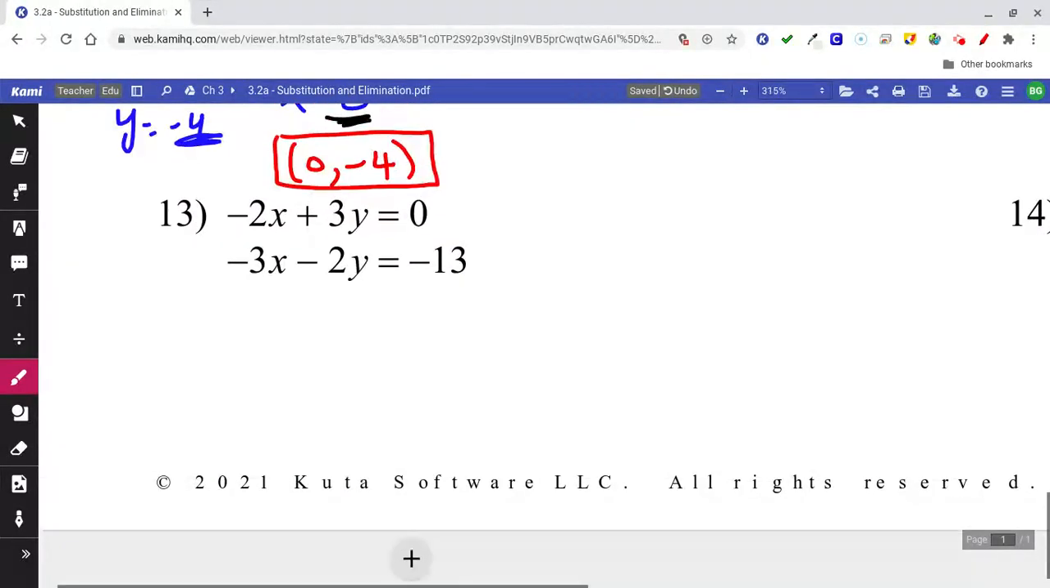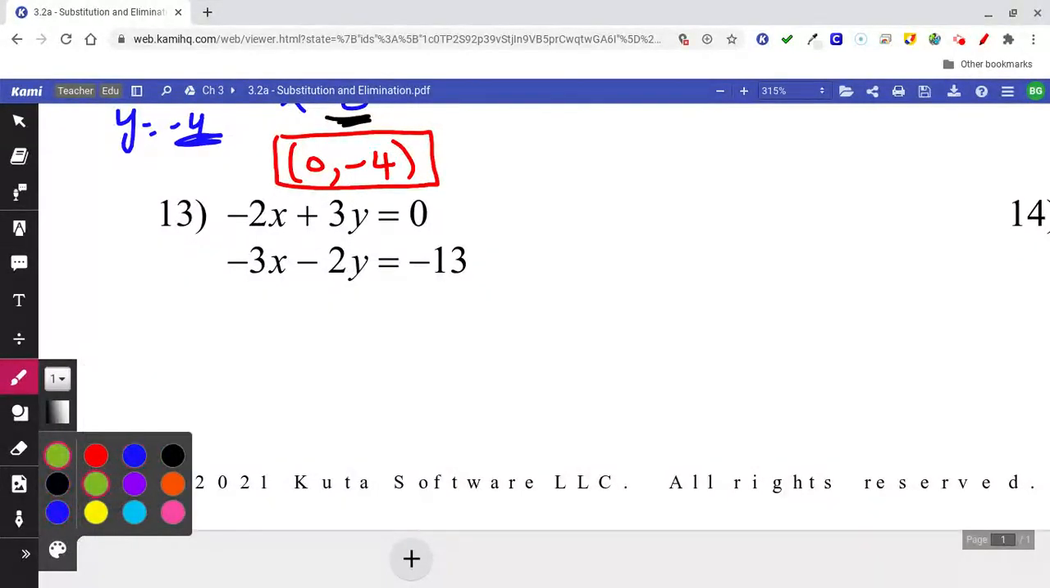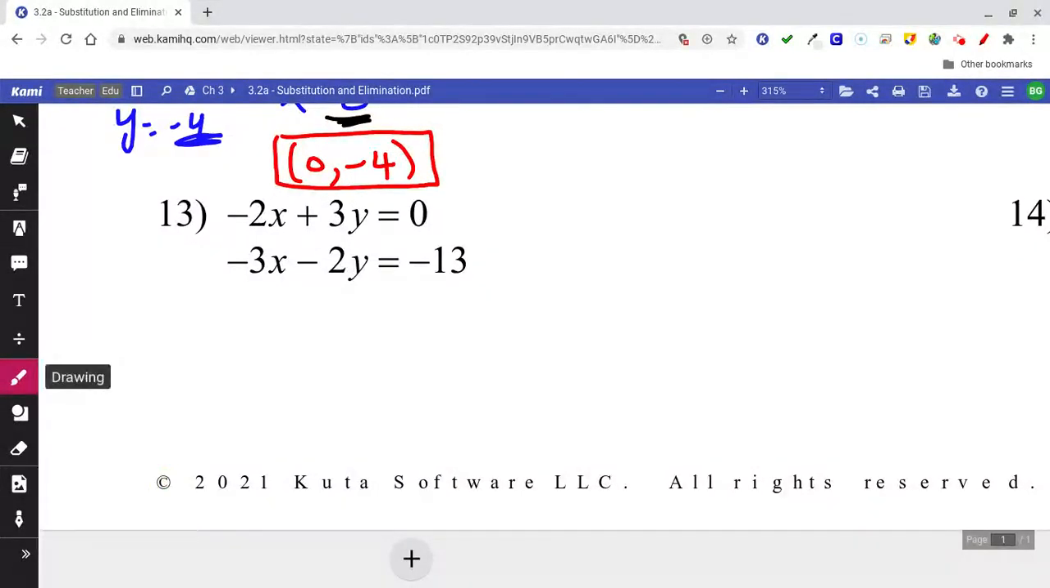Number 13, last one. All right, so I want to either cancel out the x's or the y's, and it doesn't really matter. And so the secret is getting the least common multiple. If you look at a 2 and a 3, the least common multiple is 6. So what you're going to have to do is make one of them a 6 and one of them a negative 6. Which actually I think the y variables would be easier. So that's what I'll do. I want to make 6y and negative 6y.